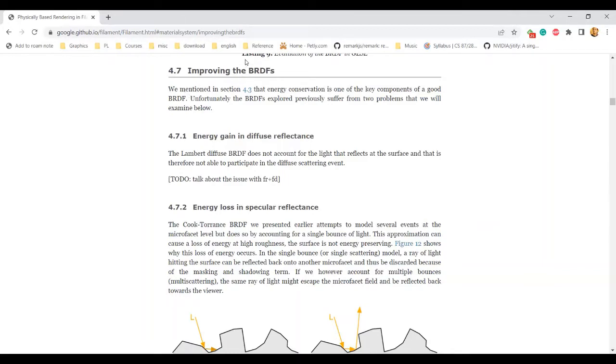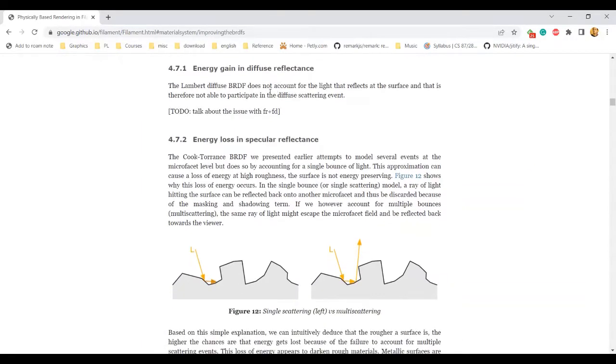We mentioned in section 4.3 that energy conservation is one of the key components of a good BRDF. Unfortunately, our current BRDF using the Cook-Torrance model is not exactly energy conservative. The Lambertian diffuse BRDF does not account for the light that reflects at the surface, and that is therefore not able to participate in the diffuse scattering event.